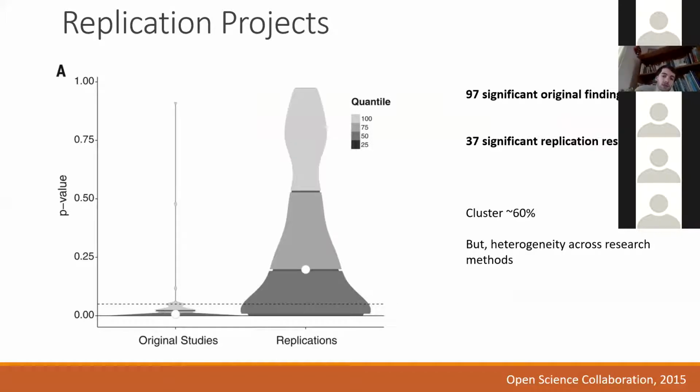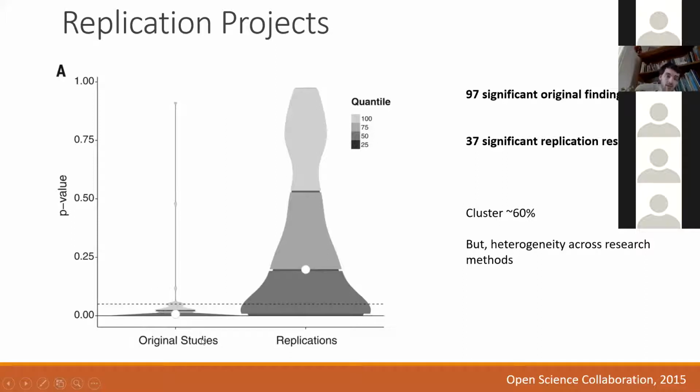They increased the sample sizes a little bit. And what you see here is the results. So on the left, you have the p-values of the original studies. You can see they're all pretty much below this 0.05 threshold for publication. They actually replicated a couple of non-significant effects as well.